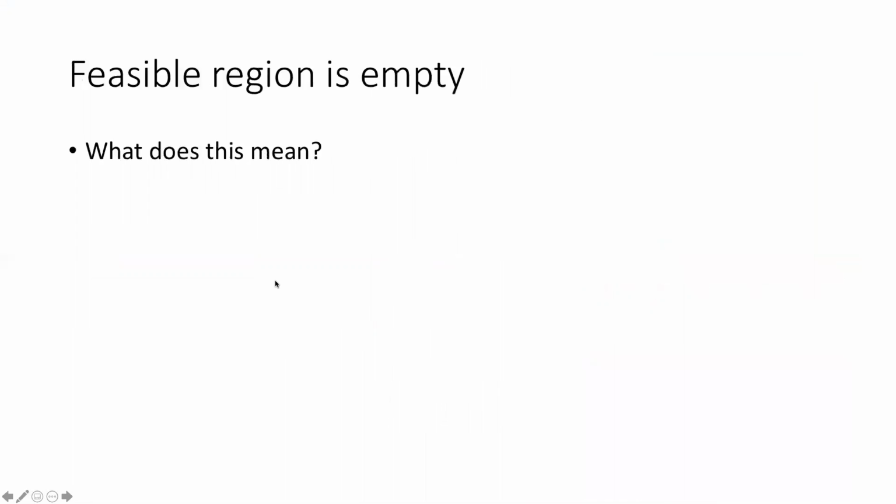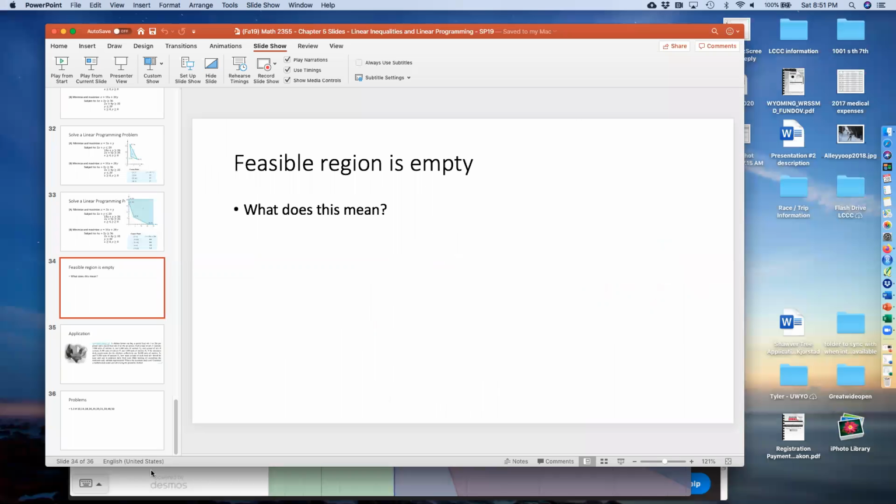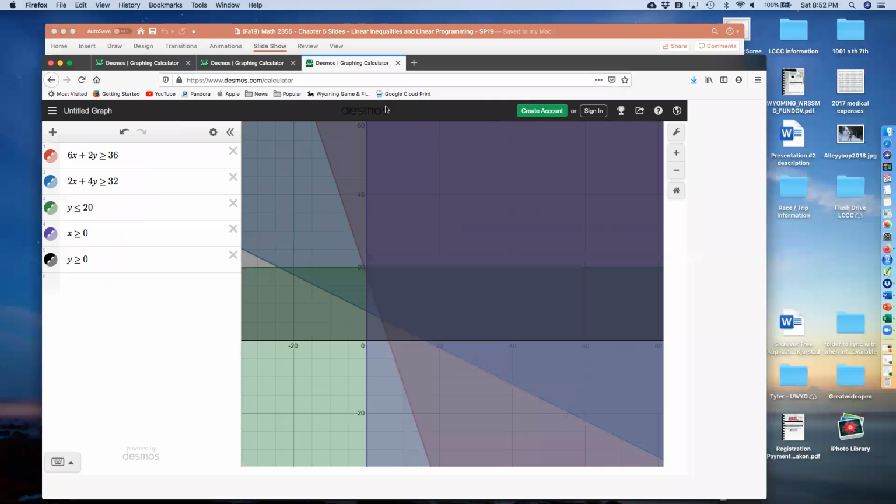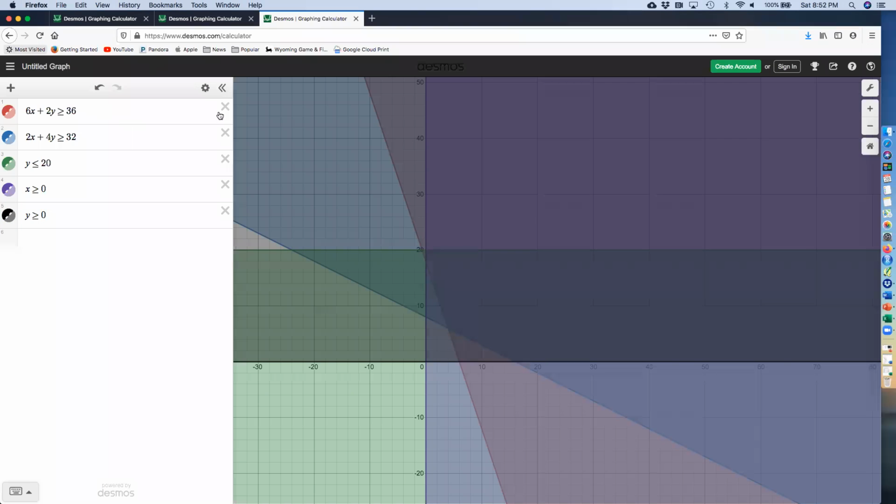So how about when the feasible region is empty? What does that mean? Well, that means there's no maximum value. So here, let's go back to Desmos for a second because I think it's great to see that. And I'm just going to delete these so you guys can see this.